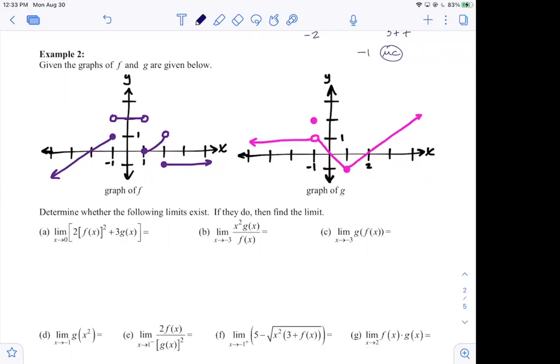If you get an answer of DNE, you have to break it up and analyze it from the left and right. That's what one of those red notes up above said. If at any point you get an answer of DNE for the general limit, you've got to break it up into left side and right side.